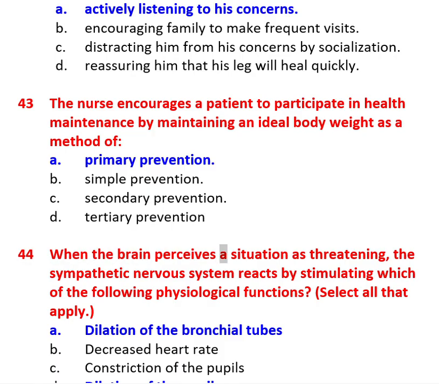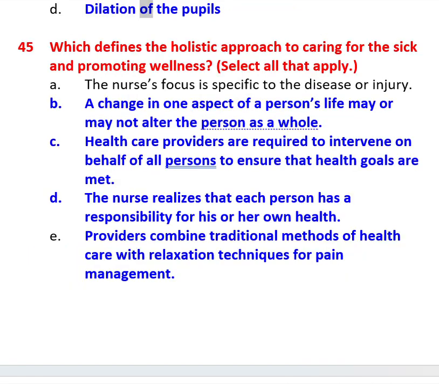44. When the brain perceives a situation as threatening, the sympathetic nervous system reacts by stimulating which of the following physiological functions? Select all that apply. Dilation of the bronchial tubes, decreased heart rate, constriction of the pupils, dilation of the pupils.